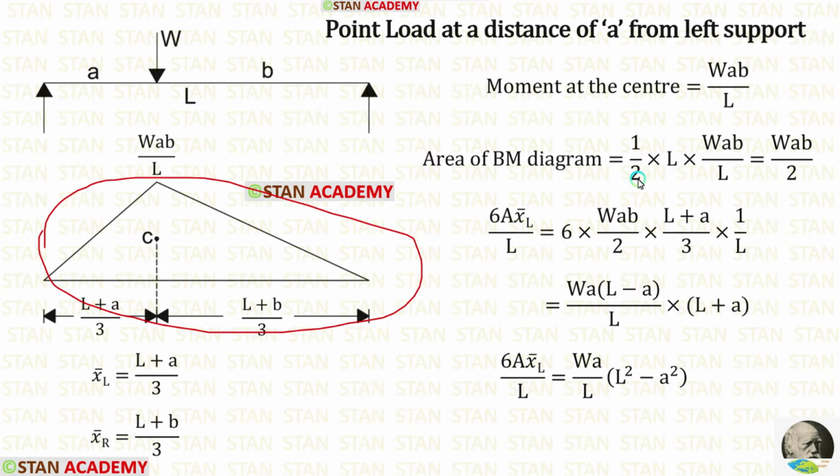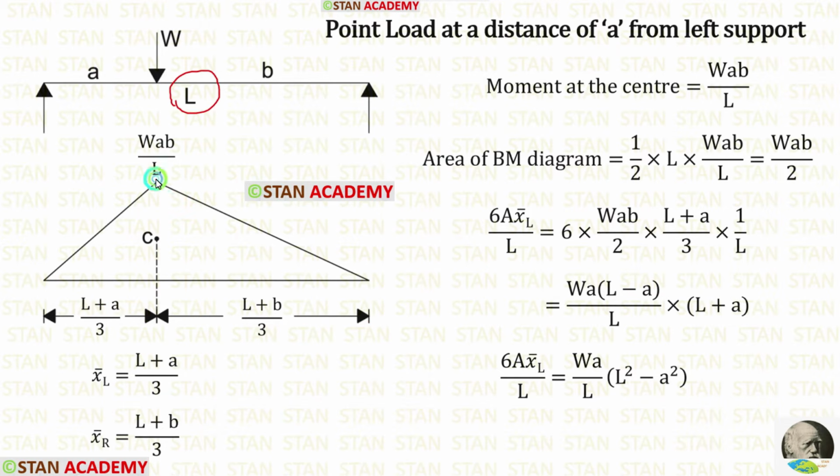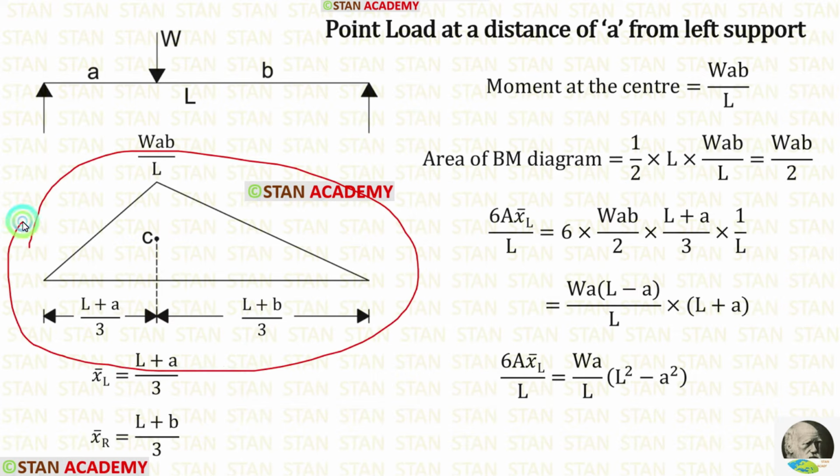The formula for area is half into breadth into height. The breadth is L, the height is WAB by L. We can apply. Finally, we are getting WAB by 2. This triangle is not symmetrical, so the centroid to the left and right are not same. To the left, the centroid distance is L plus A by 3. To the right, the centroid distance is L plus B by 3.